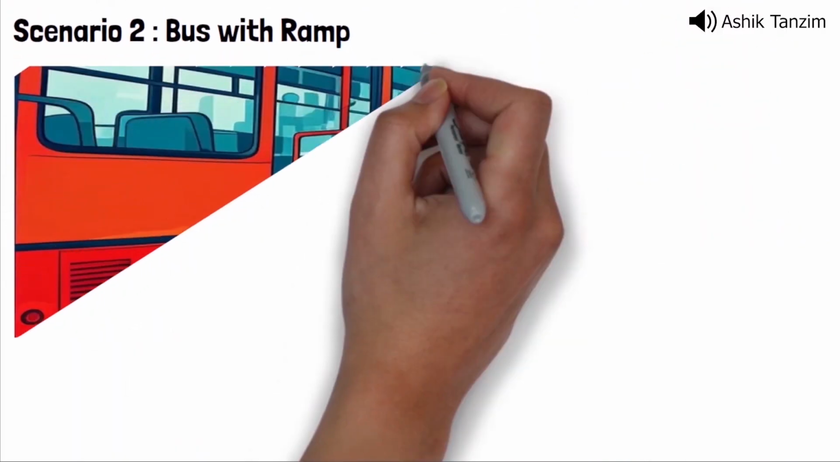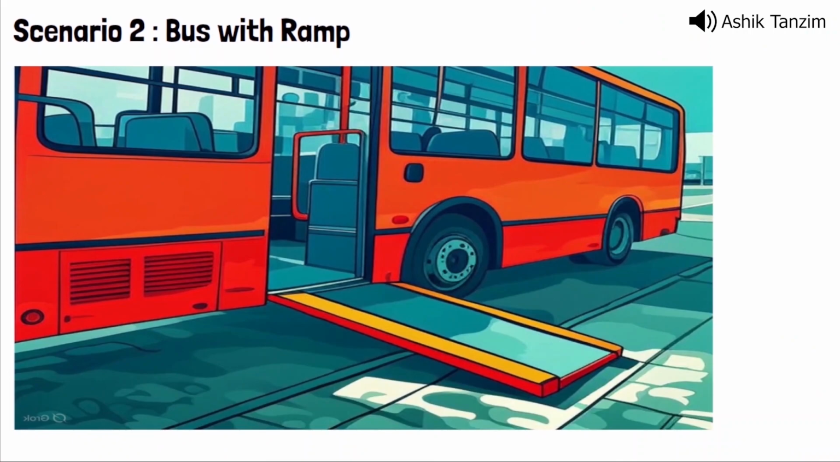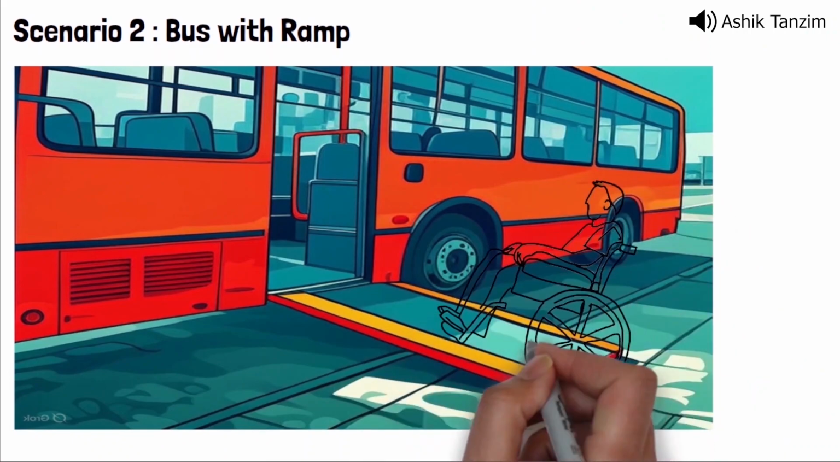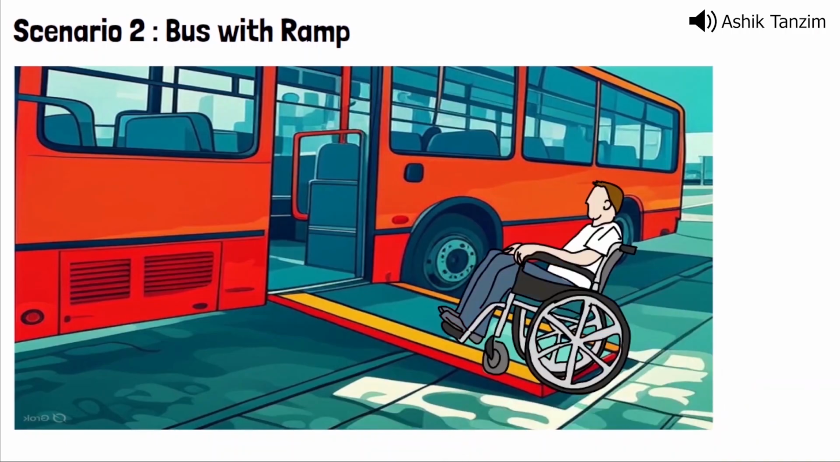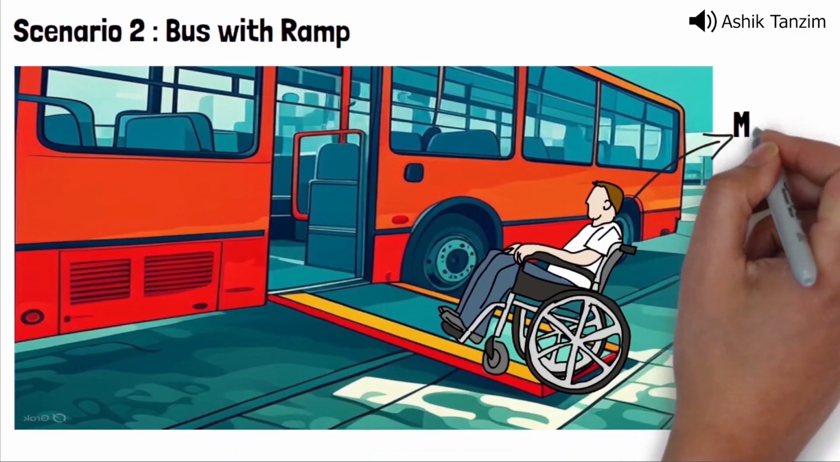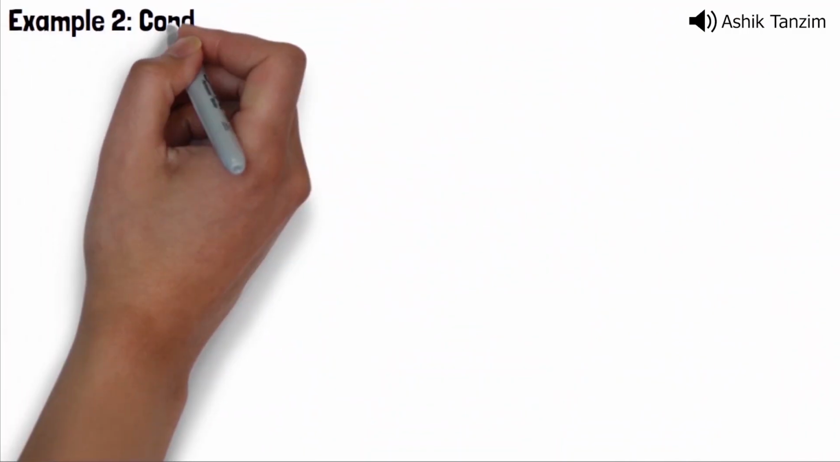In the second scenario, the bus includes a ramp. This small change brings greater inclusion and dignity, improving the quality of happiness for everyone. Mill would say this second option is the better moral choice.